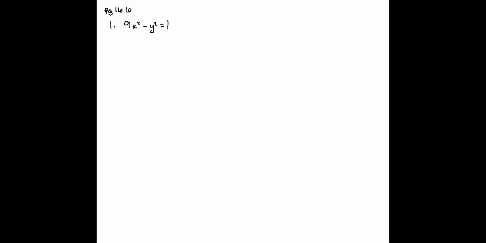All right. So this is page 166 in section 2.6 of the main book that people are using. And our problem is 9x squared minus y squared is equal to 1. If I'm going to implicitly differentiate this, what is the first thing that I'm going to do? Well, with implicit differentiation you just start by taking the derivative of each side of the equation, right? Okay. So that's the first thing I'm going to do. Perfect.